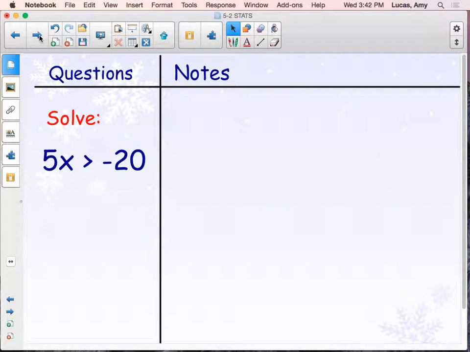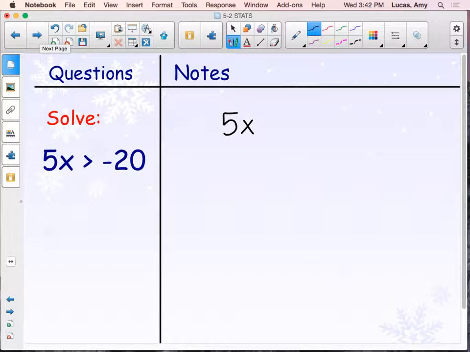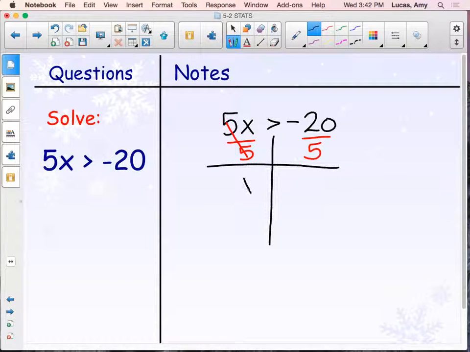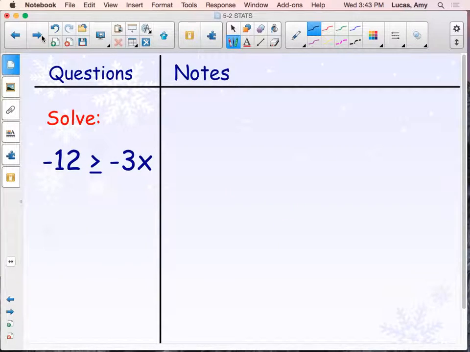Okay, so our first inequality to solve is just one step. To get the x by itself, I just need to divide by 5. That will cancel out my 5. Negative 20 divided by 5 is negative 4. Because my action step involved dividing by a positive 5, I keep my greater than symbol. I was not dividing by a negative. The negative on the 20 does not affect our inequality's truth value.